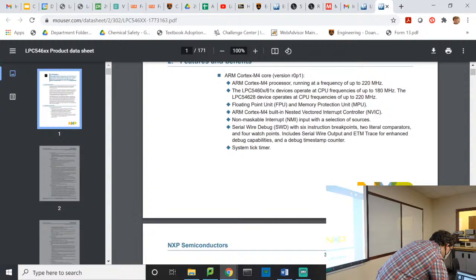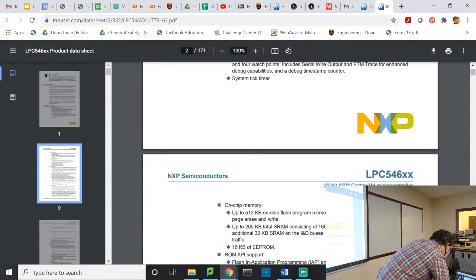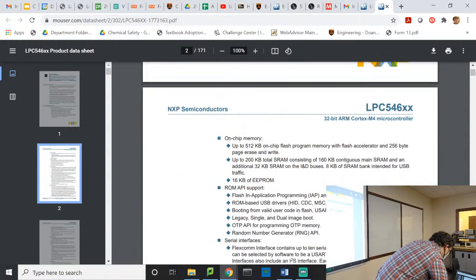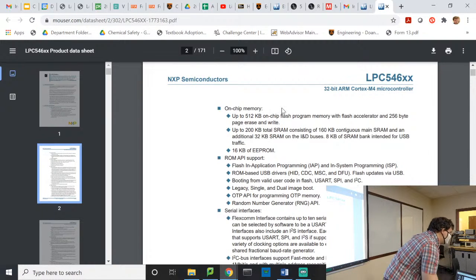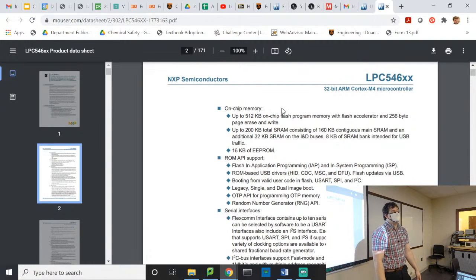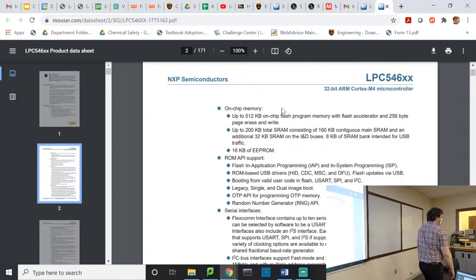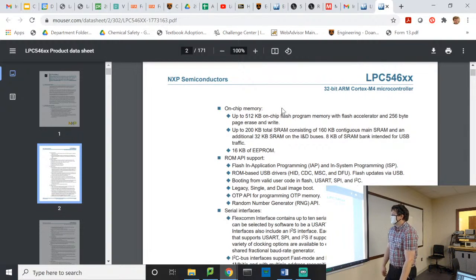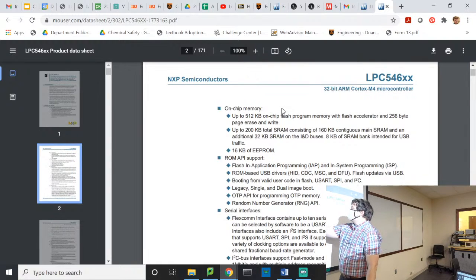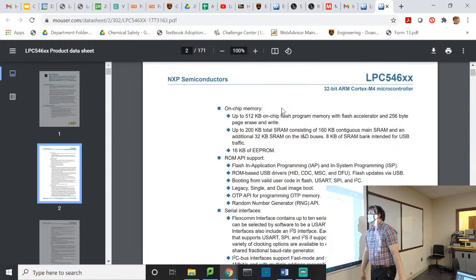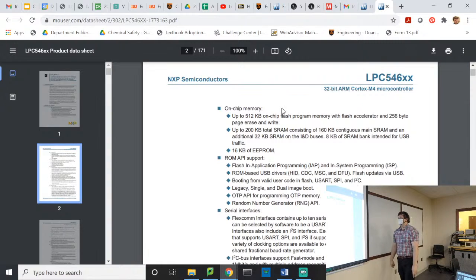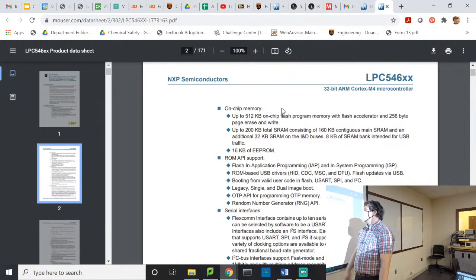This one can run up to 180 megahertz. It has on-chip memory. A lot of processors now will have built-in memory in the chip. Why? Because that's used for RAM. So here, this has 512 kilobytes flash program memory, and it's got 200 kilobytes of total SRAM.